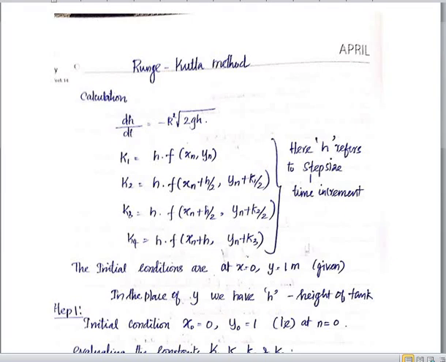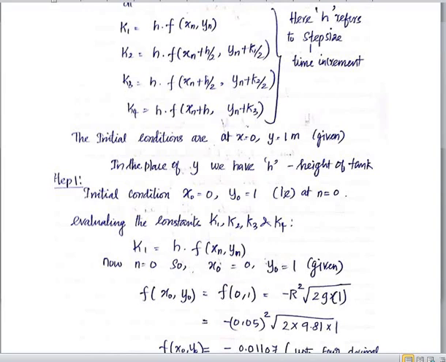The initial condition in this problem is given as at x equal to 0, y equal to 1 meter. The meaning of it is that initially the tank level is at 1 meter when the time t is equal to 0. So here you can see in the place of t I have written x. You don't have to be confused by that. In the place of y we have a height, that is the height of the tank. So the usual differential equation dy by dx, if you compare it with this equation, we have dh by dt. So in the place of y we have h, in the place of x we have t.